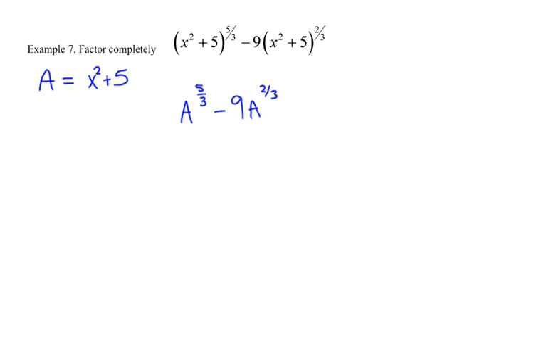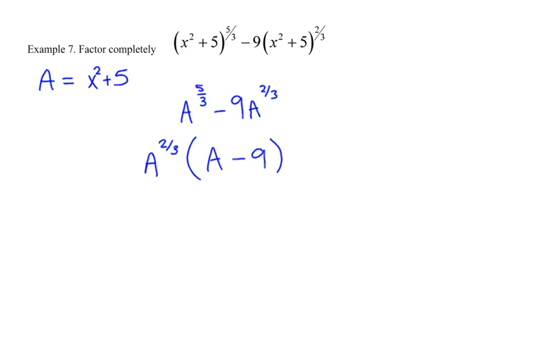Okay, so what can we factor out? A to the 2/3 is the smallest power. So we go 5/3 minus 2/3 is 3/3, or 1. Minus 9, and A to the 2/3 divided by A to the 2/3 reduces out to 1.